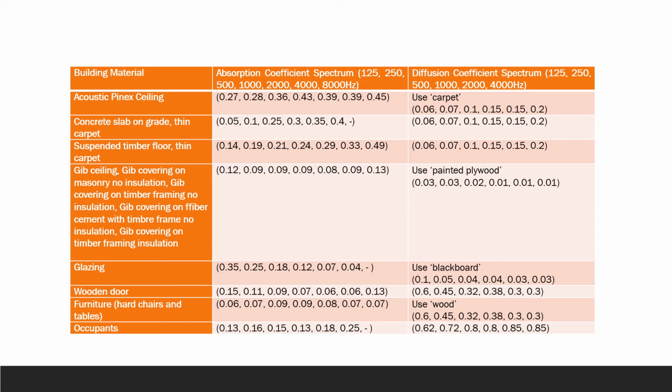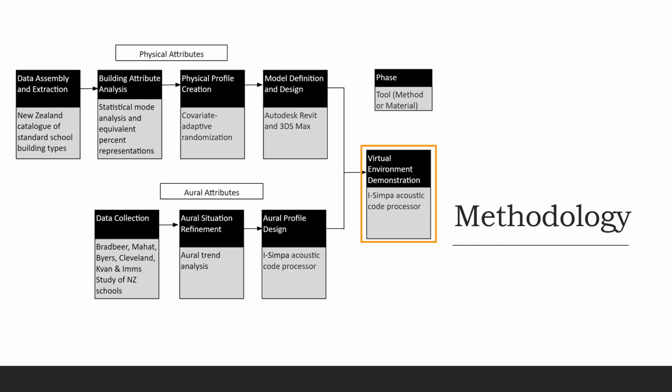So along the left column, we have all of the different materials used in those physical classroom profiles, and then we have the spectrum between 125 and 8,000 Hertz displayed below that. And with all of this data, we were able to demonstrate our virtual environments on iSimper.